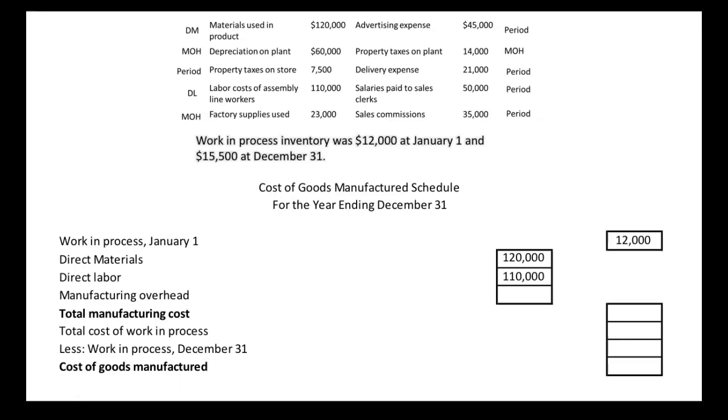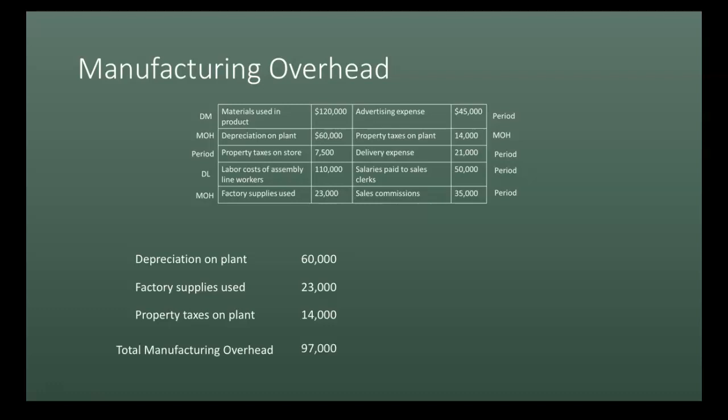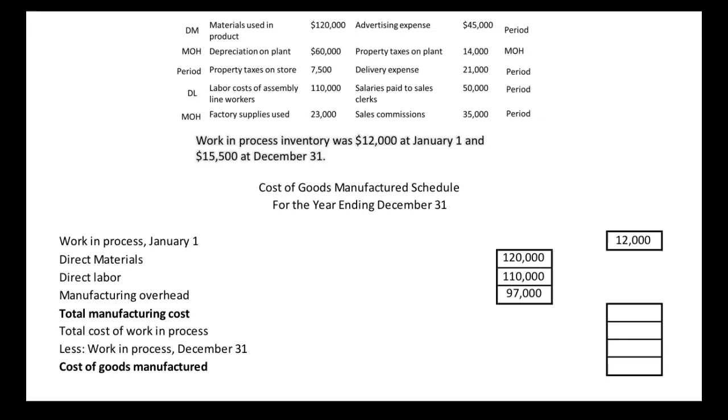Now, manufacturing overhead, we had 3 separate pieces to that, right? So let's figure out our manufacturing overhead here. We had depreciation on the plant, we had factory supplies used, and we had property taxes on the plant. So we're going to want to add all of those together to get our total manufacturing overhead. That's going to be $97,000. So we'll take this $97,000 and we'll toss it in to our cost of goods manufactured schedule.